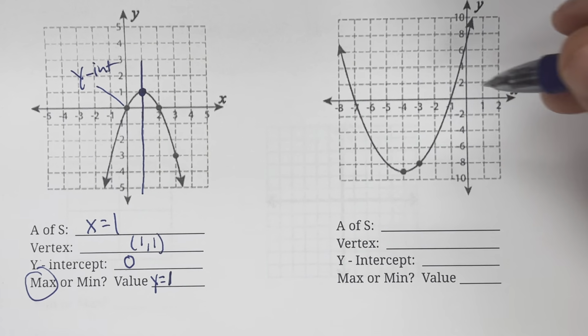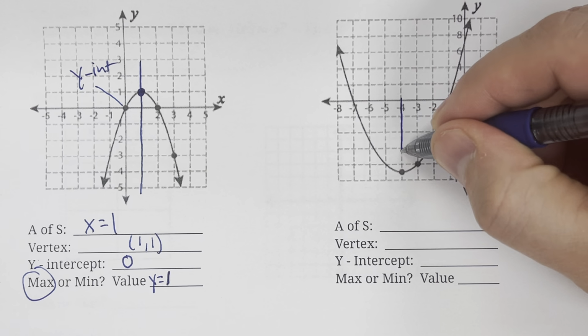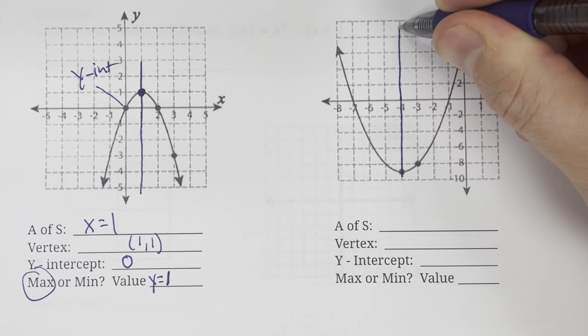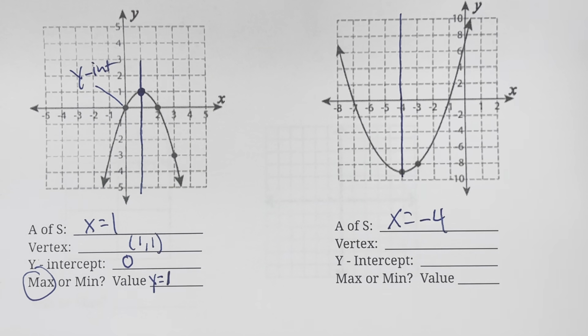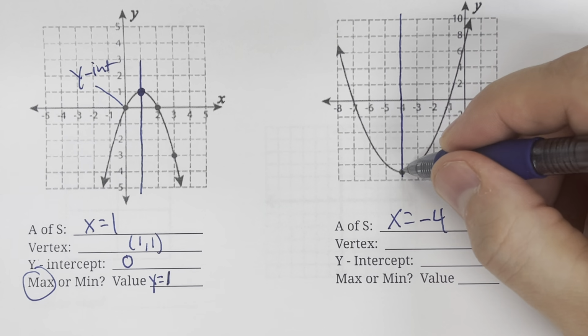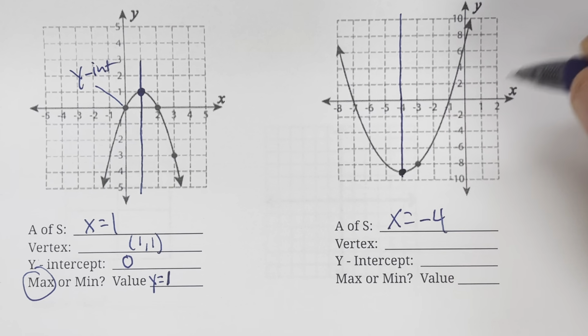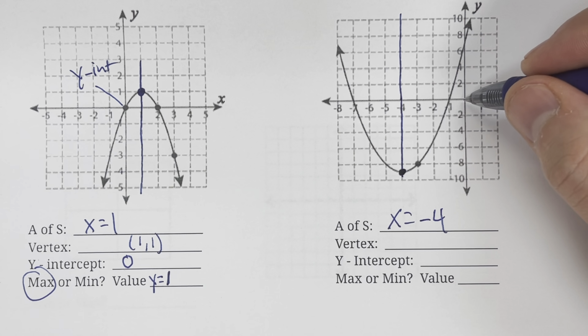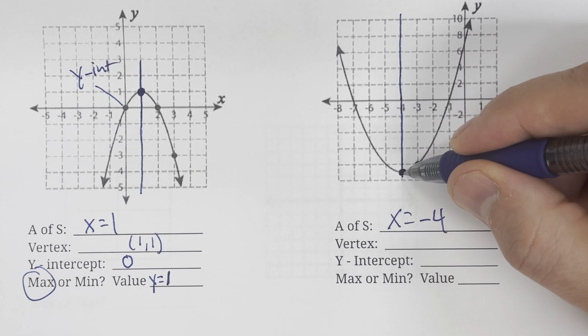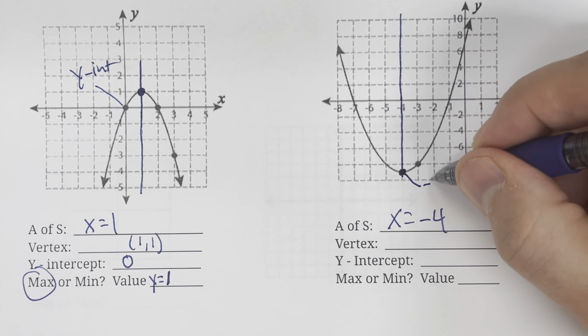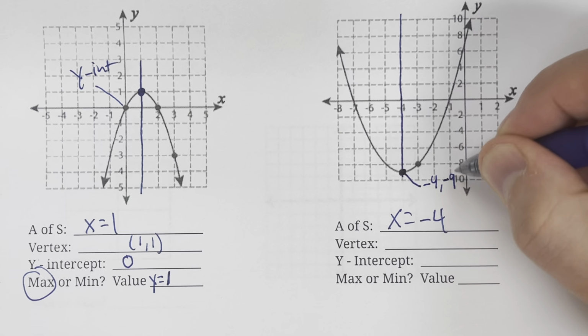On the next one, dividing it in half, here is that axis of symmetry. X equals negative 4, because it's left 4. The vertex goes right through it. All right, let's see here. It's going left 4, down 8 to 10, so that's right here at the point negative 4, negative 9.